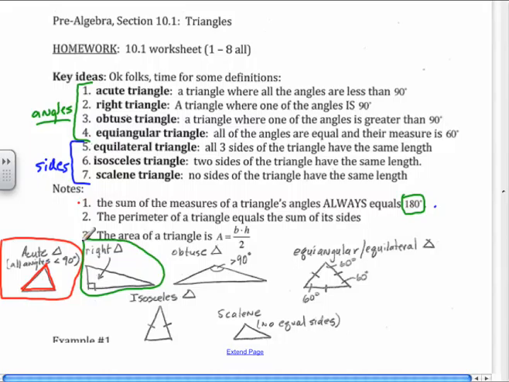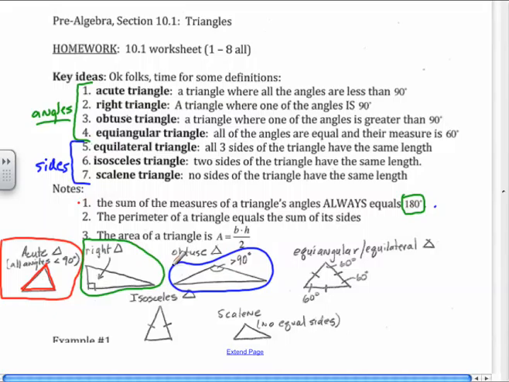Now, CB, what is an obtuse angle? It's greater than 90. All right, so now we're looking at this one. An obtuse angle has more than 90 degrees, and an obtuse triangle is a triangle where one of the angles is greater than 90 degrees, but the other two have to be acute, right? Only one is bigger than 90 degrees.